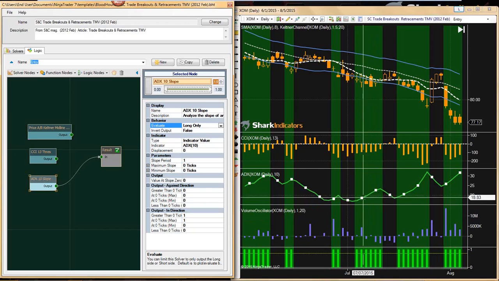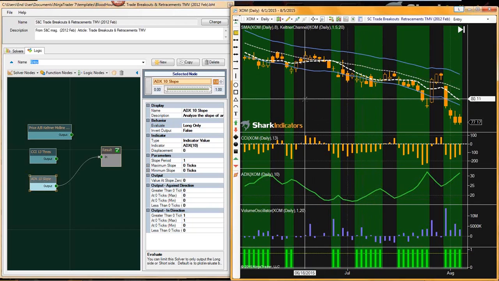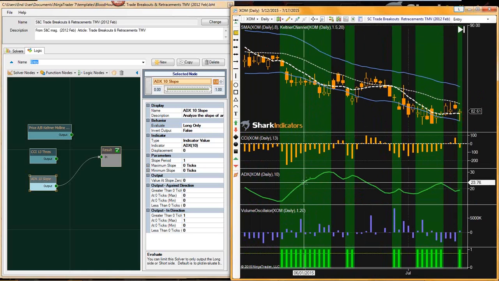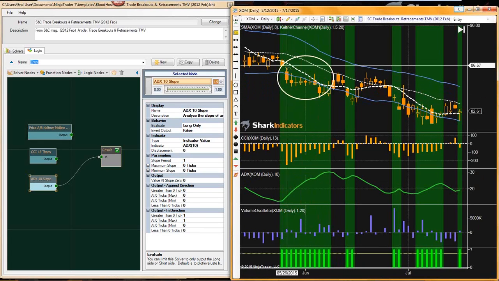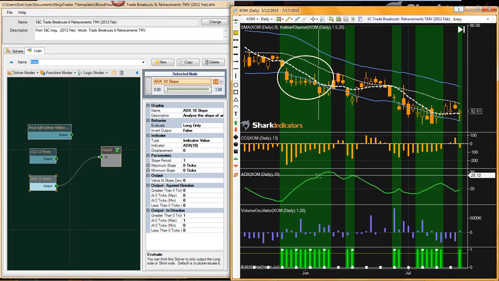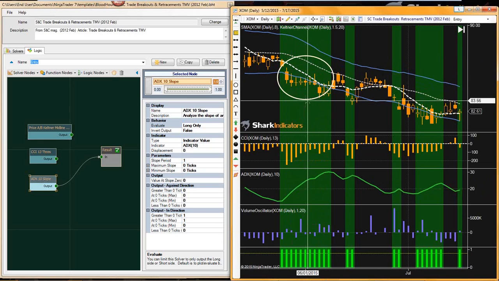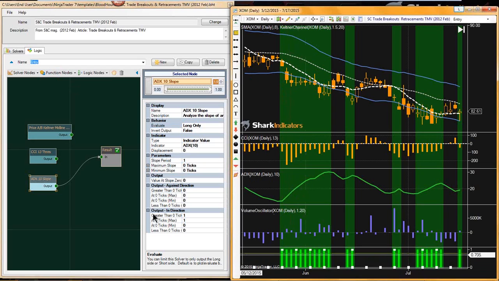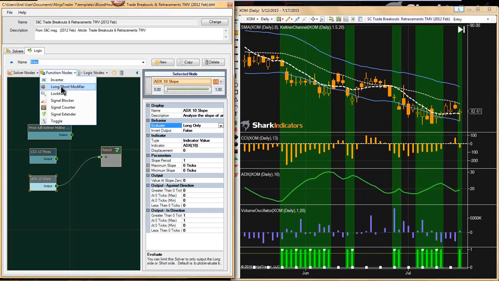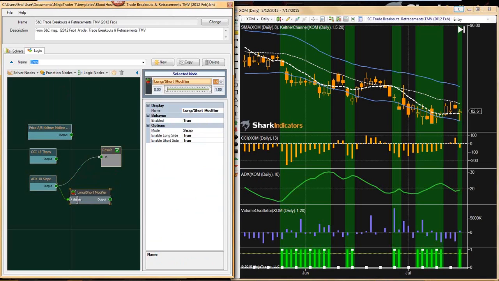Okay. Now, we only have a long output, but the ADX can be sloping up when there's a downtrend as well, right? So this upslope on the ADX is not only for long conditions; it's also valid for short conditions. We can see, like right here, that price is sloping down, so this ADX sloping up is also good for a short condition. So we need both a long and a short output here, because the ADX sloping up is also good for a downtrend or a short situation. So we're going to use one of these function nodes here. We're going to use a long short modifier like so.